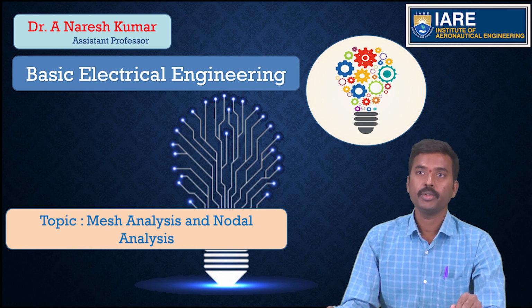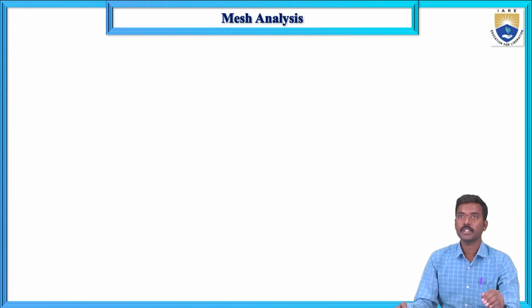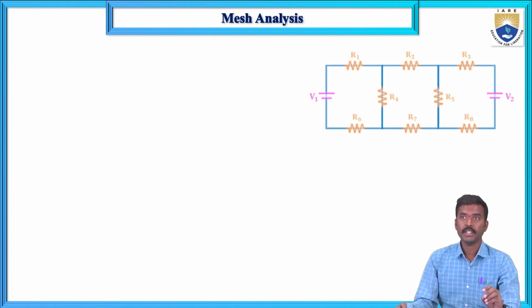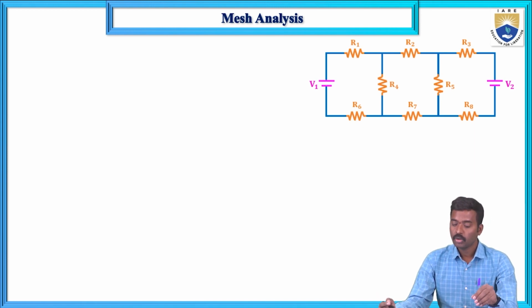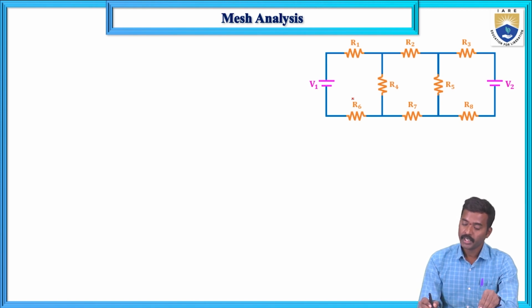Today we are going to discuss mesh analysis and nodal analysis. The very first topic in this concept is loop. What is a loop? A loop is a closed path traced by circuit elements. Closed path traced by circuit elements means, in a given network, the total number of elements.